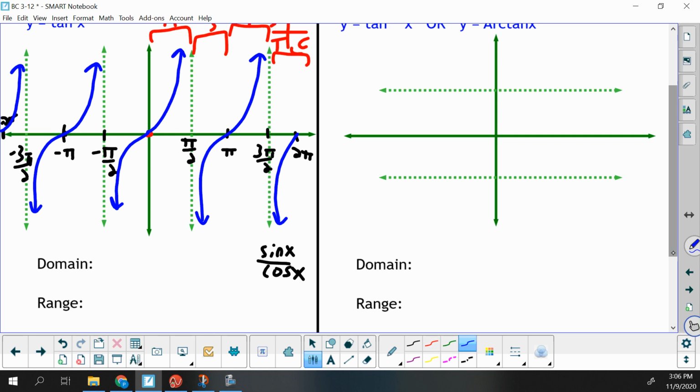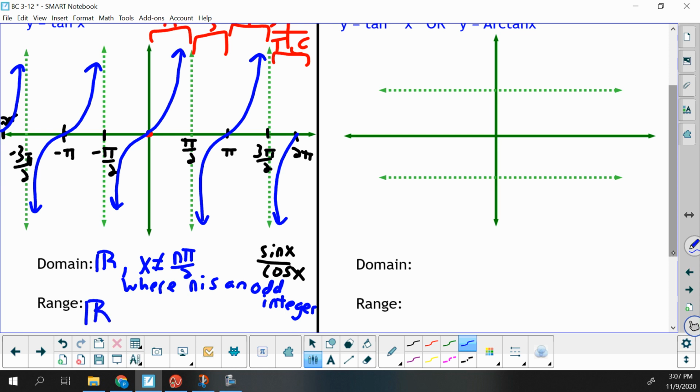So our domain is all real numbers, but x cannot equal n pi over 2, where n is an odd integer. And our range, we go forever down and forever up, so we have all real numbers.